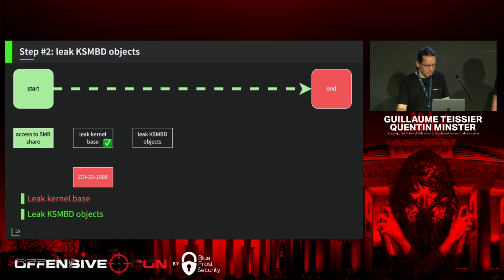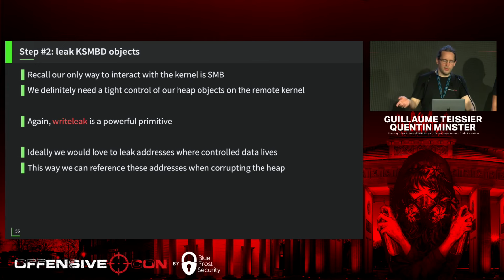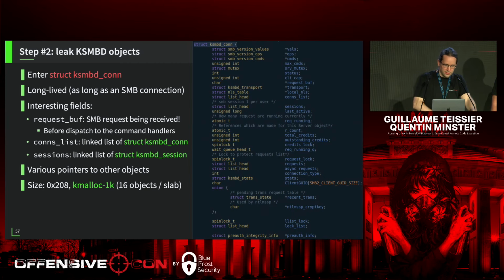Next, we're going to talk about leaking KSMBD objects. We're going to use write leak again, and we want to know the address of data that we control, so we can craft our ROP chain in the kernel memory and reference it. To this end, we're going to be using ksmbd_conn. It's a structure in KSMBD that represents an SMB connection. So it lives in the kernel as long as the SMB connection is up. If we don't drop the connection, the ksmbd_conn object lives right there.